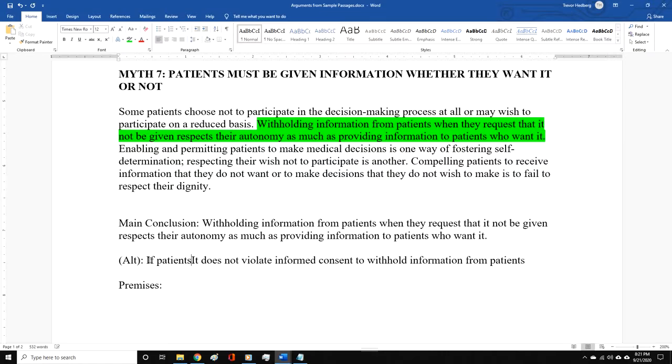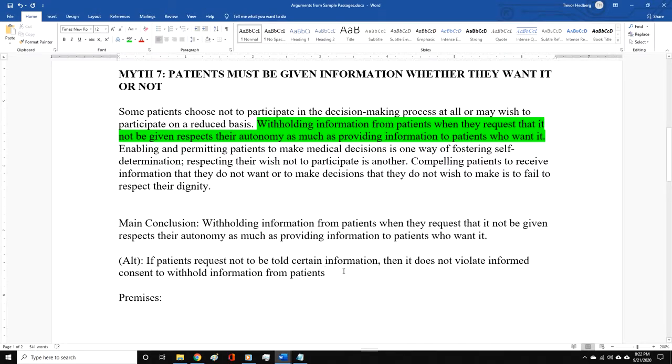So now the reason that this reconstruction would be unusual is it's very rare to have a conditional statement, like an if-then statement, as a conclusion of an argument. Usually if-then statements will be premises. So this construction would be kind of unusual, but I can imagine somebody looking at this and thinking, well, the overall conclusion is supposed to be that if patients request not to be told certain information, then it doesn't violate informed consent to withhold that information from patients. I can at least imagine what that reconstruction would look like.